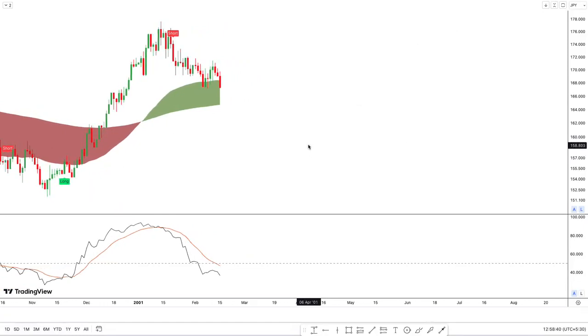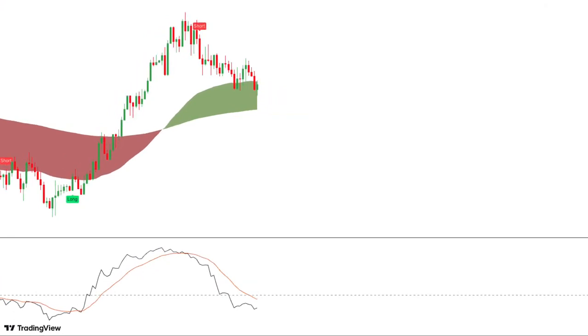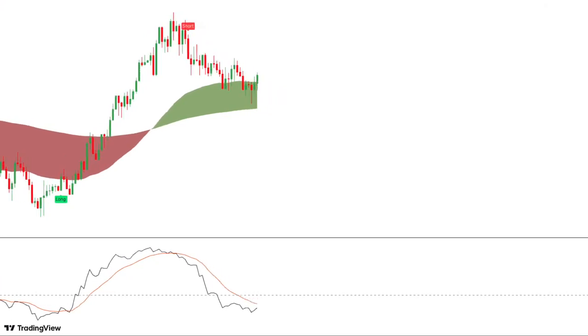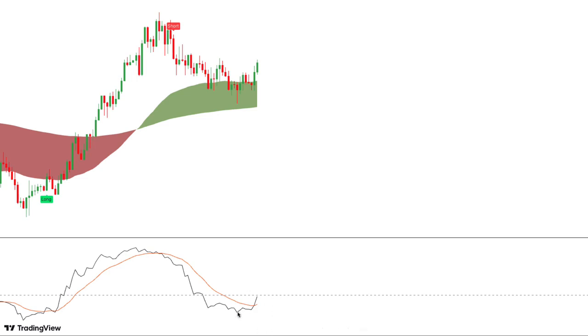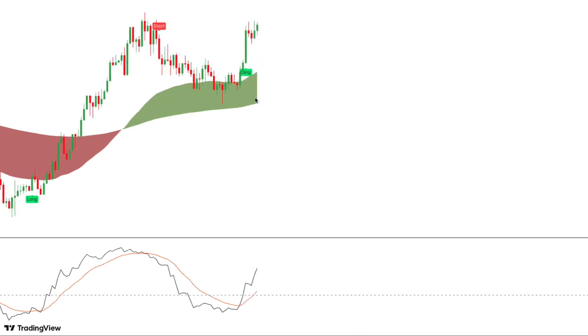Well, to take a long trade, these are the conditions. First, the EMA Trend Cloud should be colored green to indicate that the market is in a bullish trend. Second, the Ultimate RSI line should cross above this orange signal line, and that crossover should happen below the midline. After the crossover, we're going to wait until a long signal is printed by the Twin Range Filter indicator.